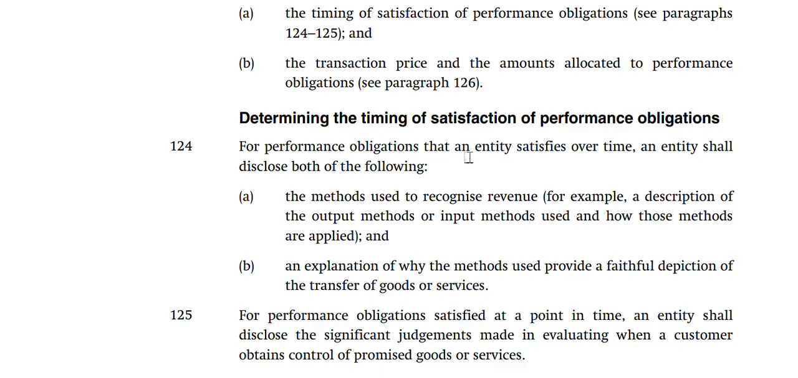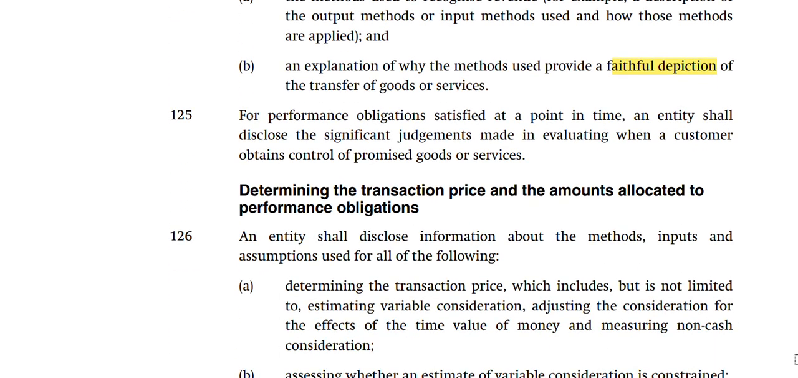For the performance obligation that an entity satisfies over time, an entity shall disclose both the following: the method used to recognize the revenue and the explanation of why the method used provides a faithful depiction of the transfer of goods or services. For the performance obligation satisfied at a point in time, an entity shall disclose the significant judgments made in evaluating when the customer obtained control of promised goods or services. Then we move to determine transaction price and amount allocated to performance obligation.